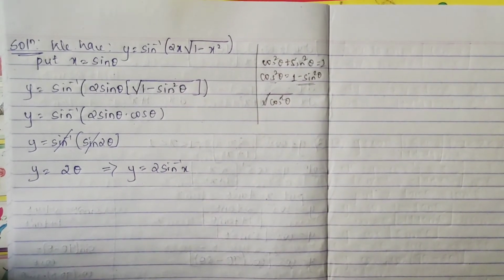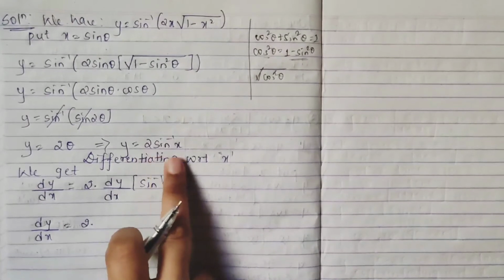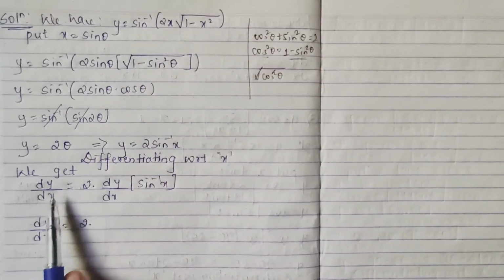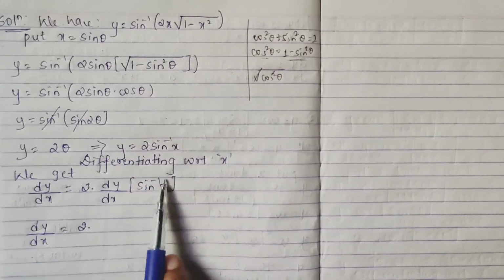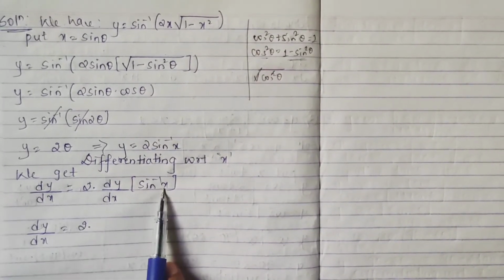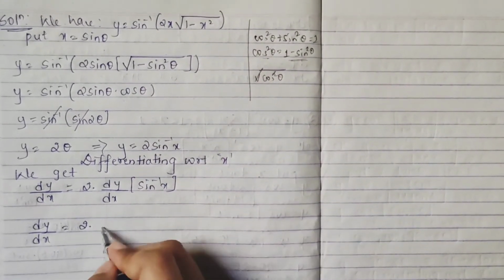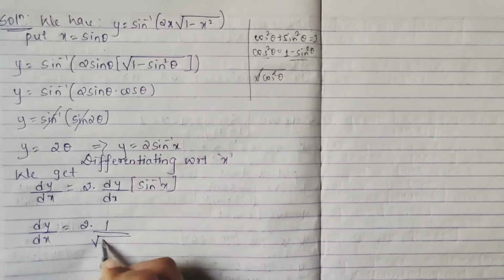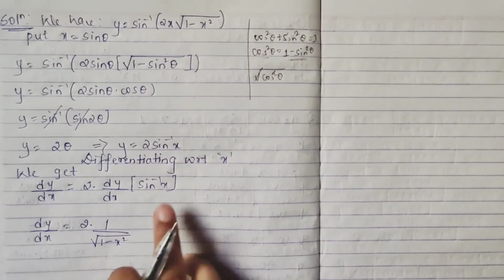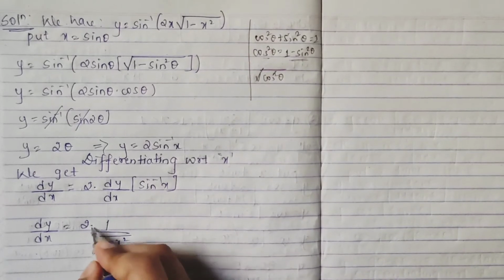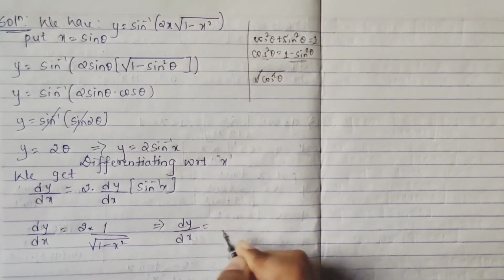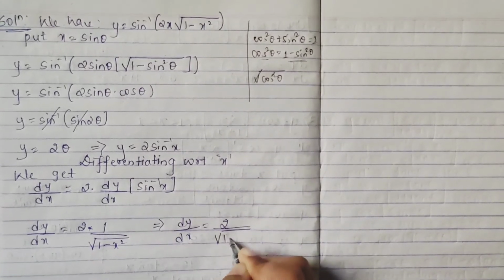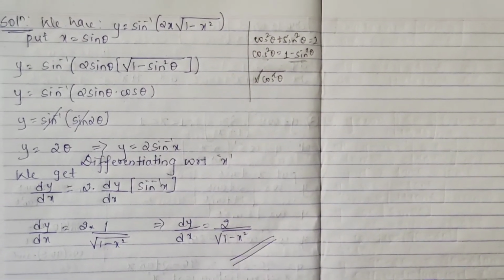Now we will differentiate it. So you got y is equal to 2 sine inverse x. Differentiating with respect to x, we get dy by dx is equal to, keep your 2 as it is, into differentiating sine inverse x. What is the differentiation of sine inverse x? It is 1 by root of 1 minus x square. So dy by dx is equal to 2 by root of 1 minus x square. So this is your final answer.